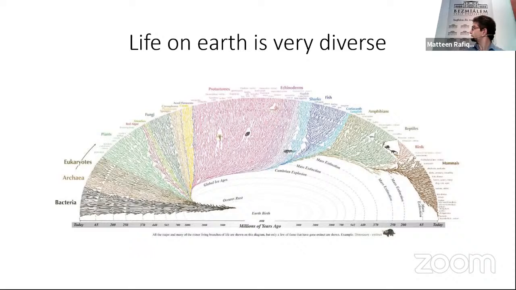Here some mass extinctions are shown. Everybody is familiar with the extinction of dinosaurs, and this gives you the context of the time scale here. It was 65 million years ago that dinosaurs went extinct.